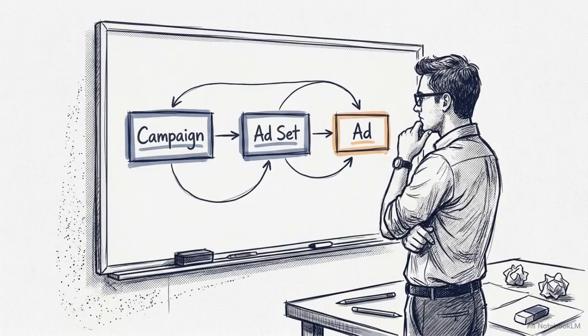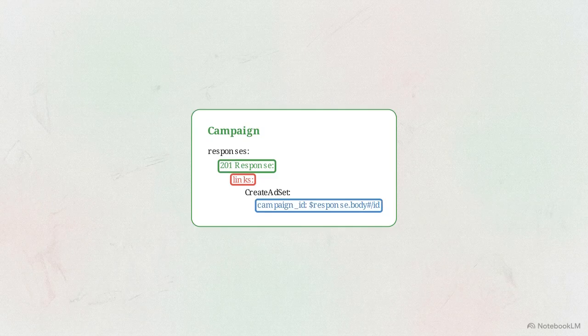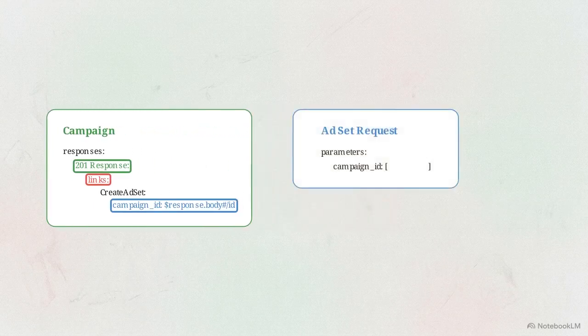This raises a critical engineering question. Without compiled orchestration code, how does the LLM know exactly how to pass that clean data between the campaign, ad set, and ad endpoints? To understand how, look at this YAML document. It highlights an explicitly defined links array. Notice the line of code highlighted in the 201 response block. While humans read prose documentation to figure out relationships, the LLM reads these machine-readable links to map connections directly.